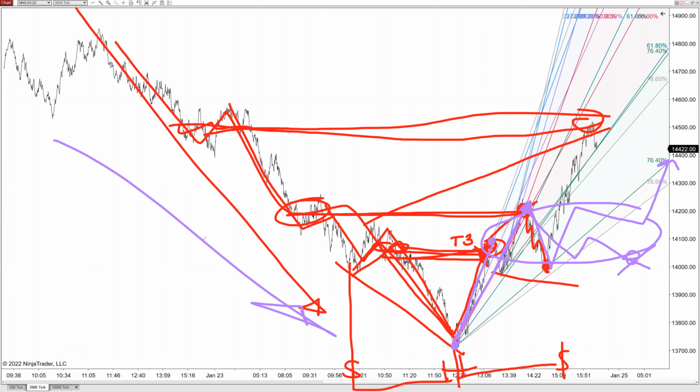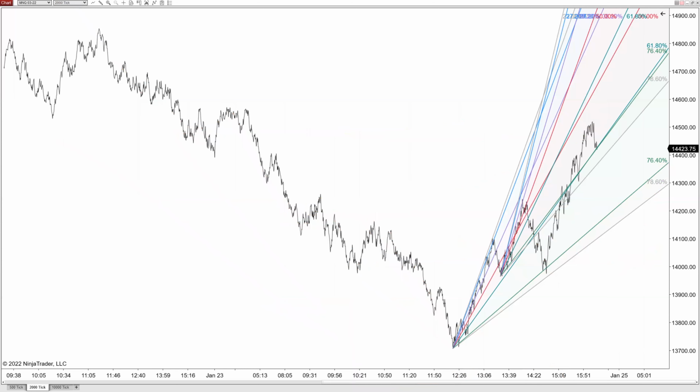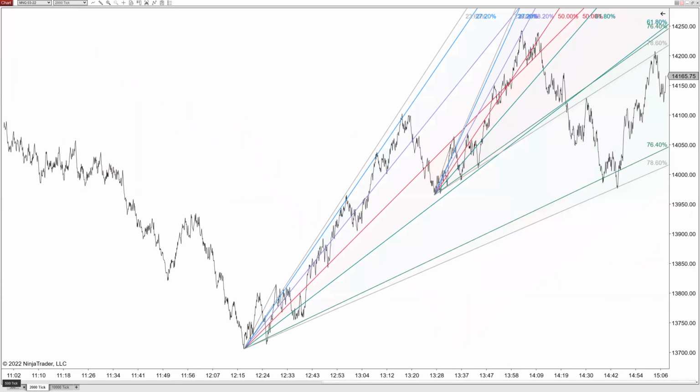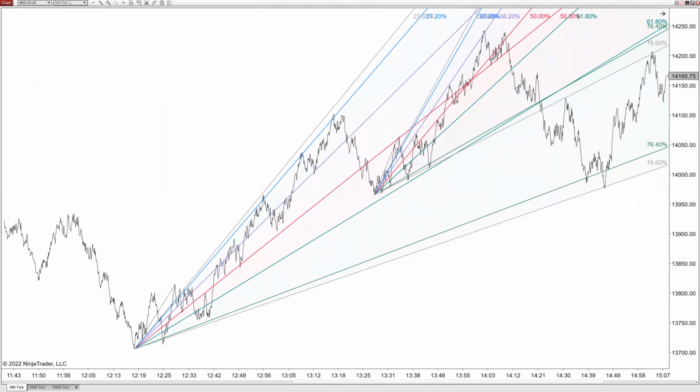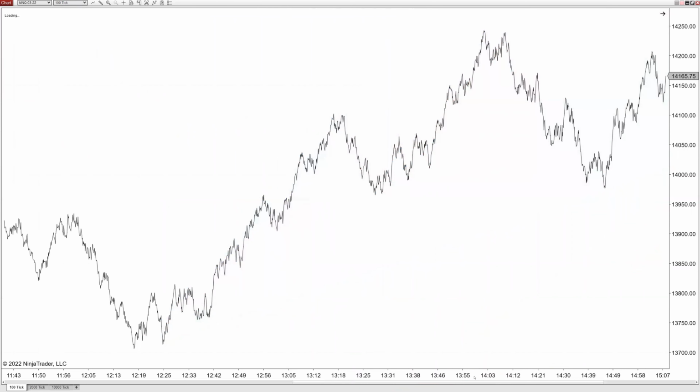But in a typical more rounded low, versus a V bottom low, we would get more of that handle formation forming over here. So that smaller time frame is the 200 or 100 tick. I'll show you the 100 tick here.